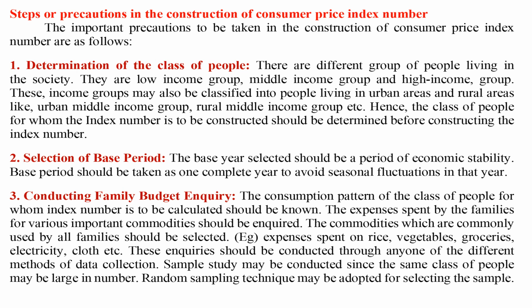Base period should be taken as one complete year to avoid seasonal fluctuations in that year. 3. Conducting family budget enquiry. The consumption pattern of the class of people for whom index number is to be calculated should be known. The expenses spent by the families for various important commodities should be inquired. The commodities which are commonly used by all families should be selected. E.g., expenses spent on rice, vegetables, groceries, electricity, cloth, etc.